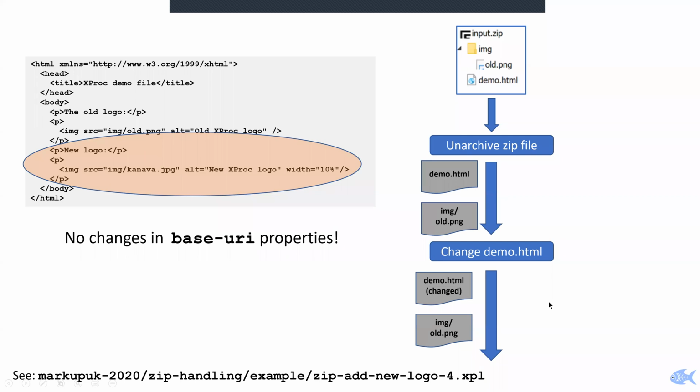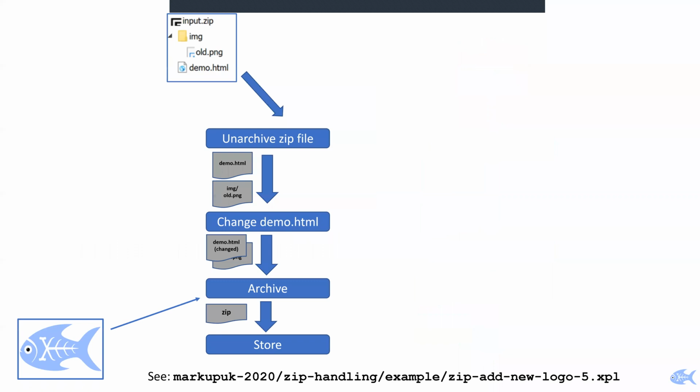So we now have the changed files. We have the Canva image on disk somewhere. So let's put a new zip file together. How does that work? So what we do, we unarchive the zip file, we change the demo HTML, we archive it, and during that we put in the Canva file. And what comes out of the p:archive step is a zip file, and we store that zip file somewhere on disk. Now, how does the p:archive step know what it actually should do?